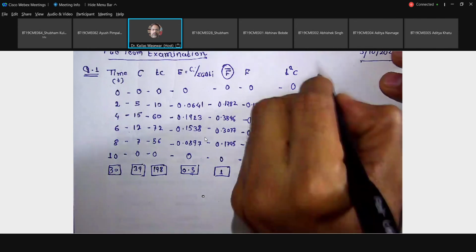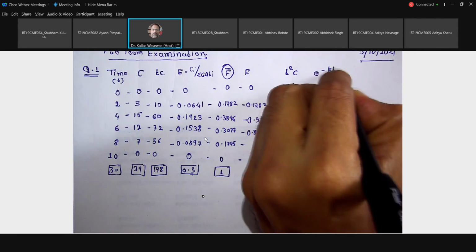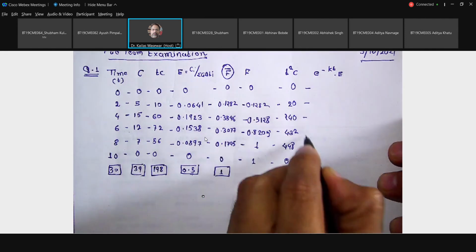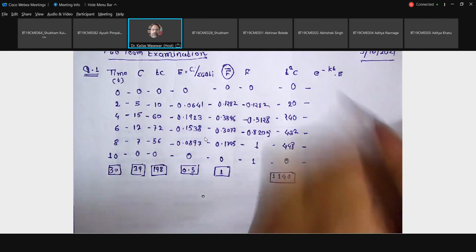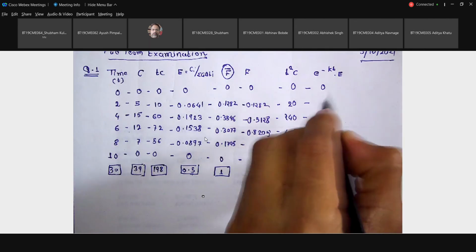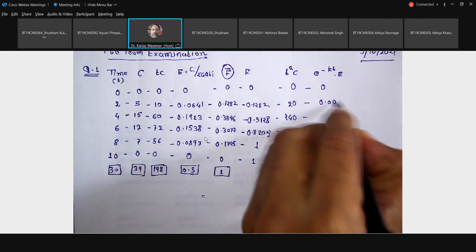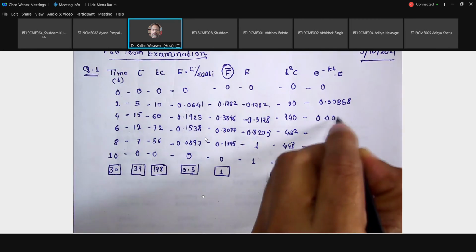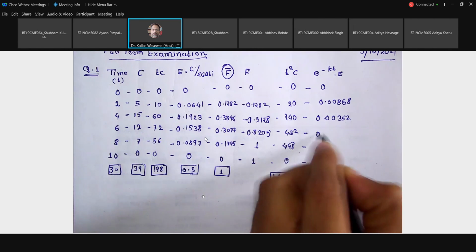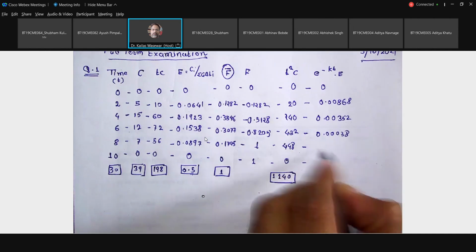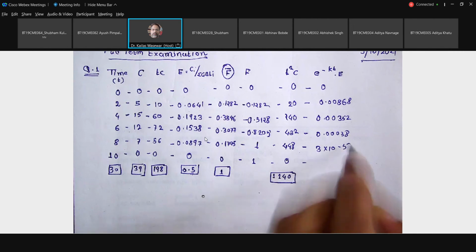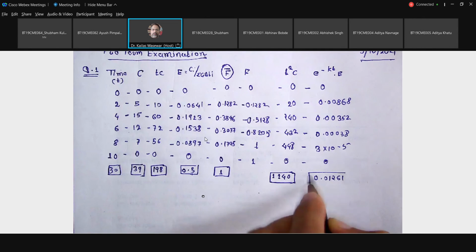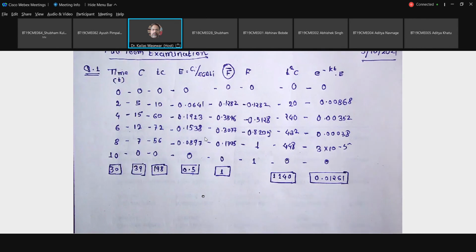Then for segregation model, we need the value of, is it? So for this one, it is 0, 0.00868, 0.00352, 0.00038, 3 into 10 to the power minus 5, and 0. And finally, summation is 0.01261. Okay. So these are the calculations based on this particular table.